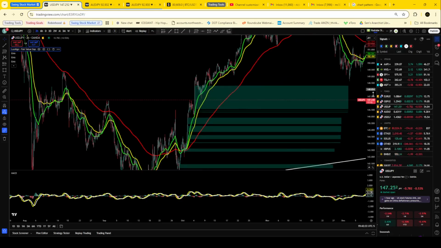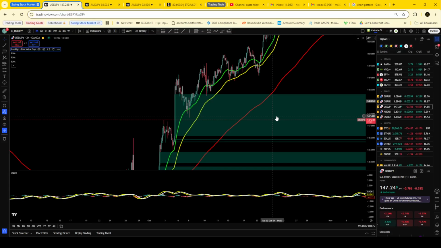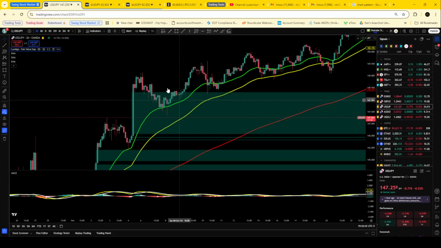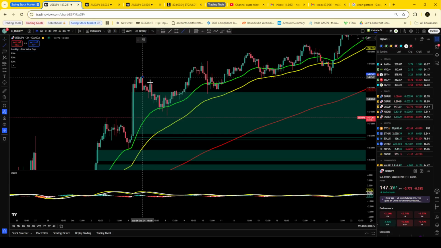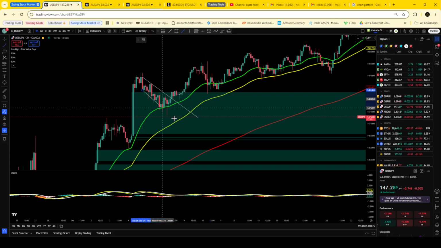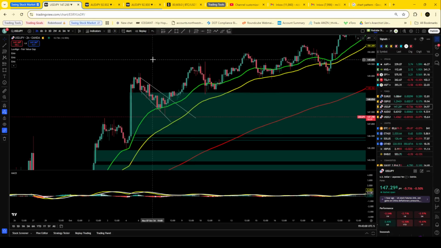However, I see a trade right here. Quick, easy trade that somebody could have made. Put that trend line right there. Get in on that candle. Easy. Actually, this is a flag. Yep, that's a flag. See, this is why I love them, because I can see them.